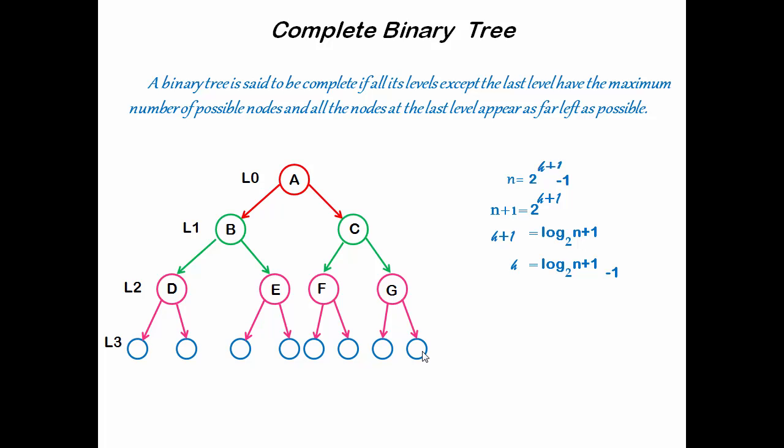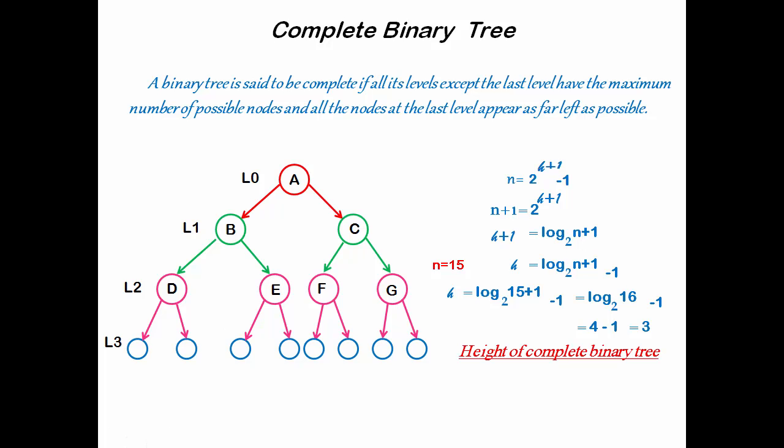For this tree, n equals 15. If we put 15 here, then we get log of 15 plus 1, which is 16. Log 16 equals 4. So 4 minus 1 is 3. So the height of this tree is 3.